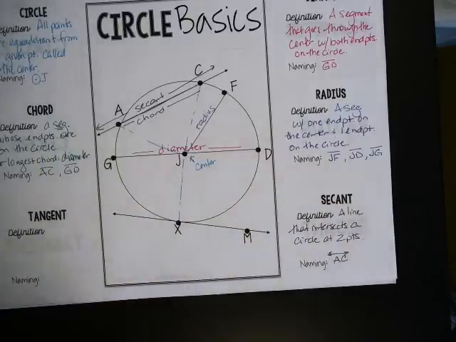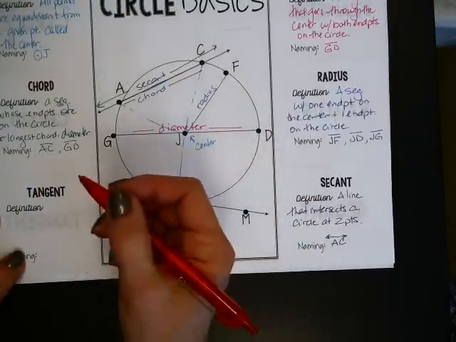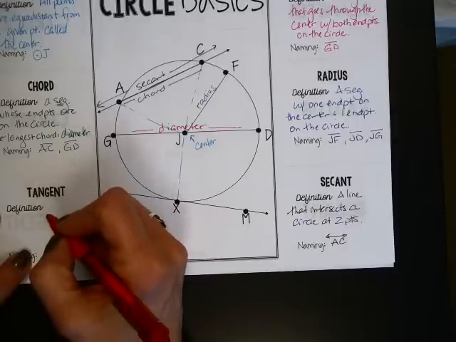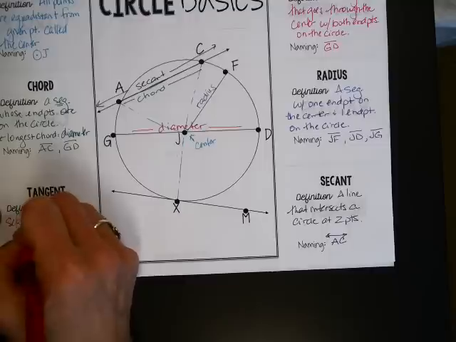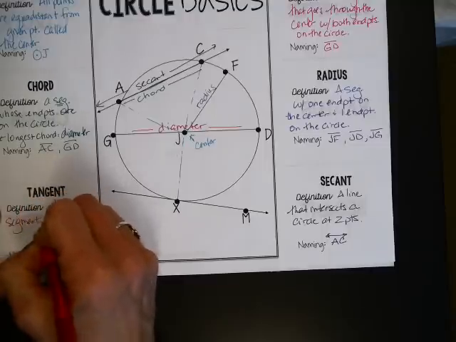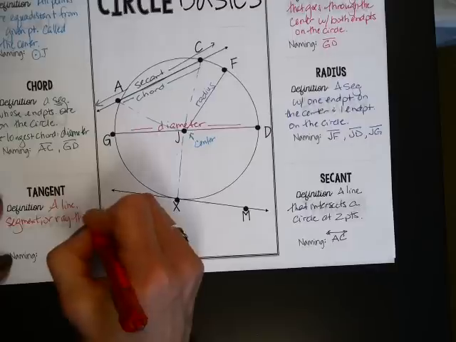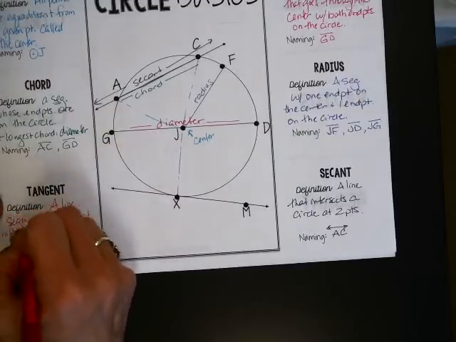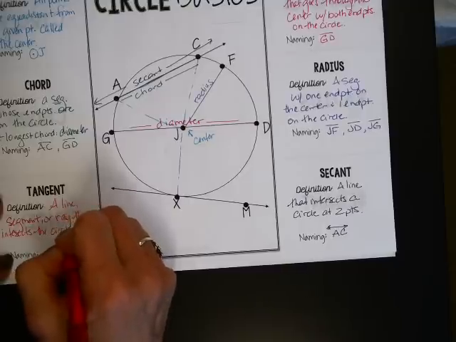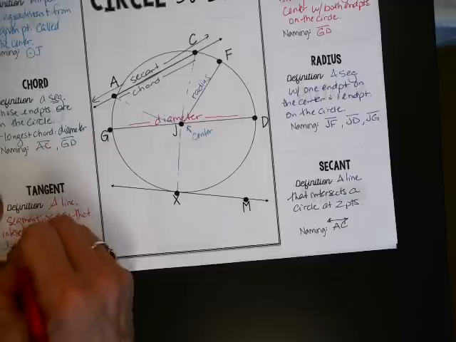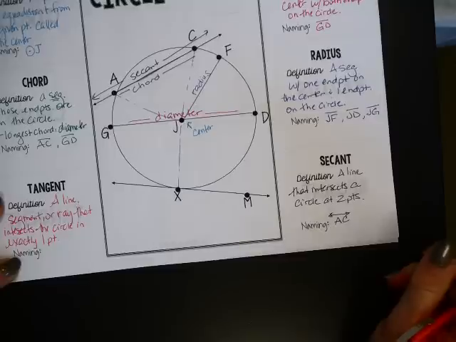All right, we are almost done. All we have is tangent left. Let's go with red. Tangent. It is another line or a segment. So we got lots of possibilities here. It's a line. It could be a segment. It could even be a ray. But that intersects the circle in exactly 1 point. Exactly 1 point.